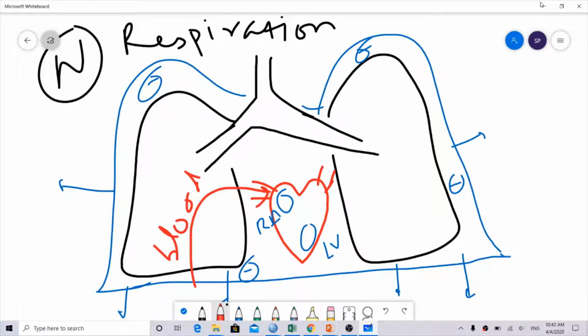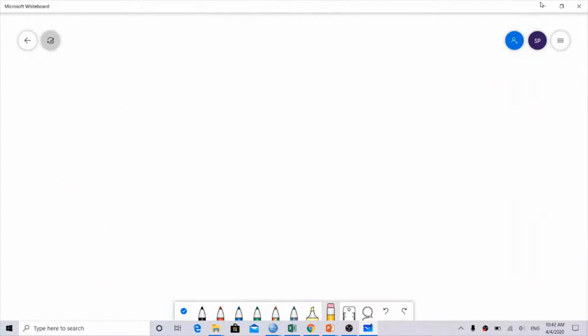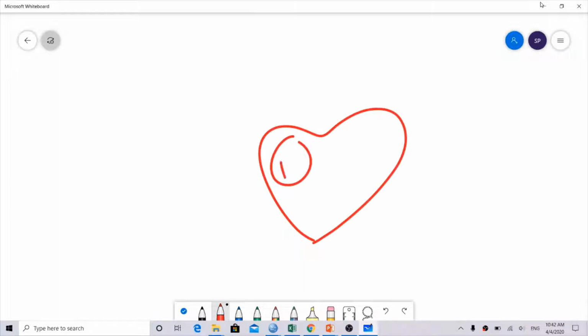So in a normal respiration, during inspiration, what do we see? What we see normally is an increase in the venous return of the heart. Okay, so there is an increase in the venous return during inspiration. So let's just pick the heart. Okay, so this is the heart and this is the right atrium.